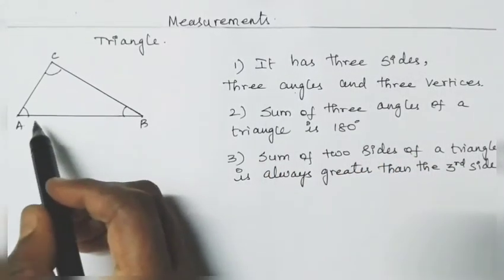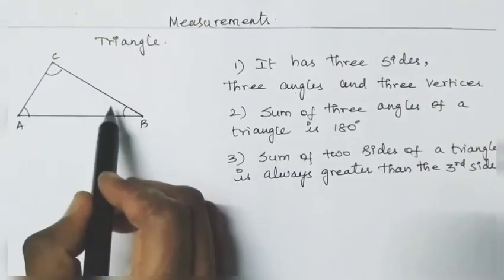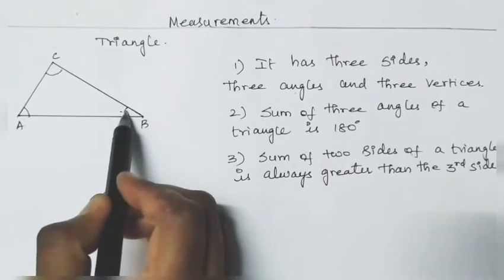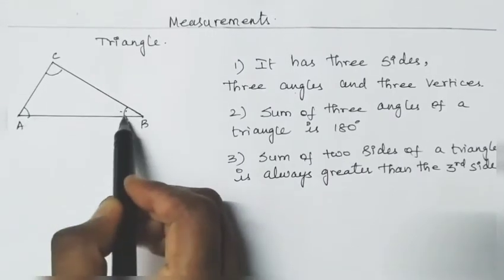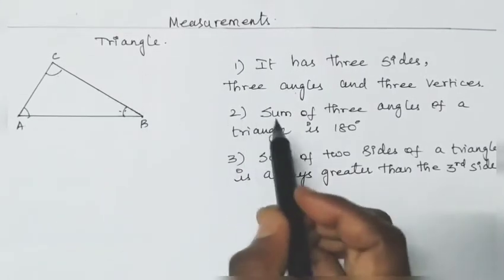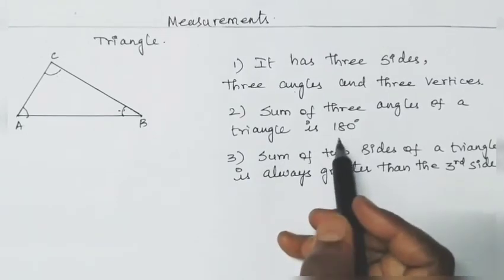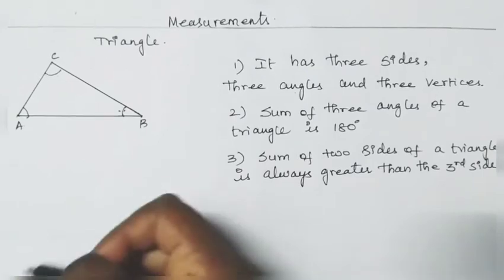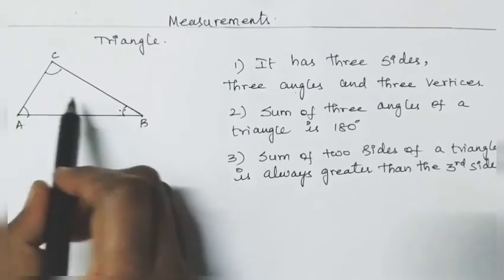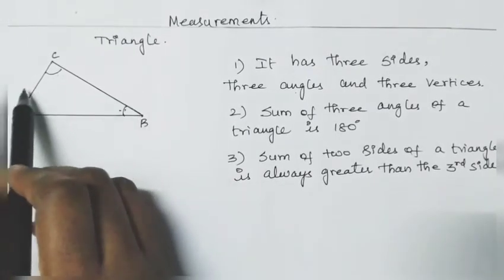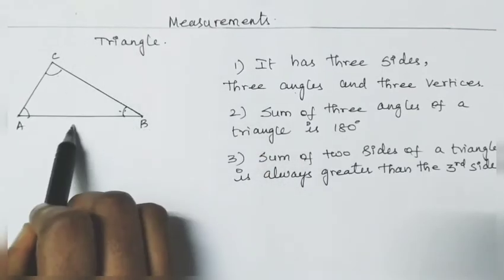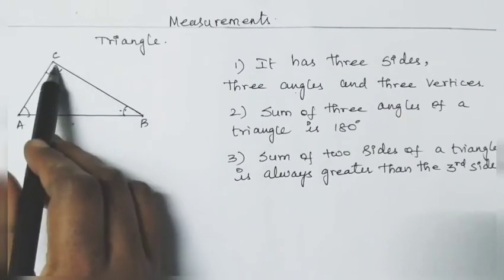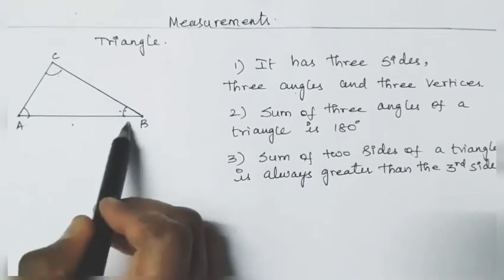And already you have learnt that the sum of the 3 angles of a triangle is 180 degree. That is adding all the 3 angles. Angle A plus angle B plus angle C is equal to 180 degree. What is the name of the property? Yes, that is called angle sum property. Then the third one is, the sum of 2 sides of a triangle is always greater than the third side. So if you add AC and BC, it will be greater than AB.